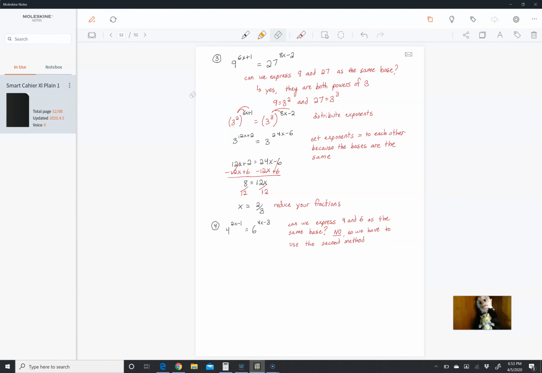So 4 and 6 are both multiples of 2. They are not powers of 2. So we cannot do this using the first method, okay? So we have to use the second method, which means that we have to take the log of both sides. So we take the log of 4 to the 2x minus 1. We take the log of 6 to the 4x minus 3. And we're going to move those exponents out to the front.